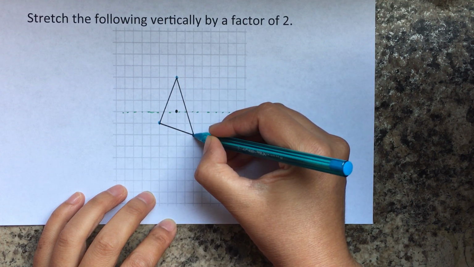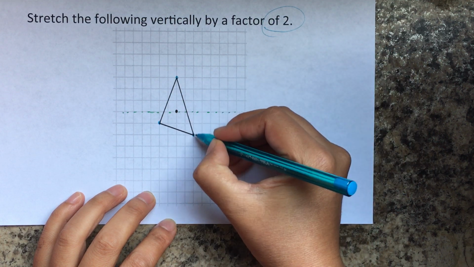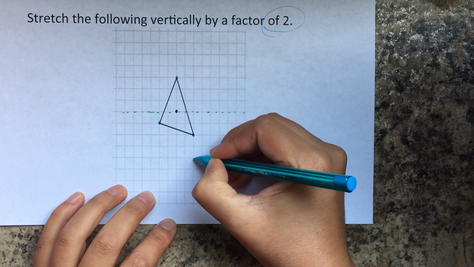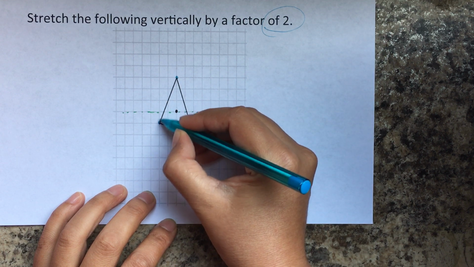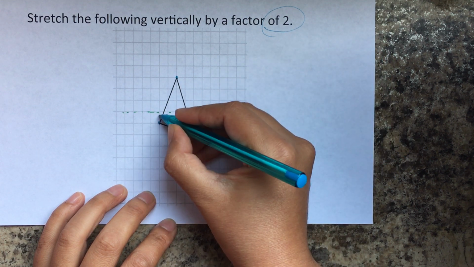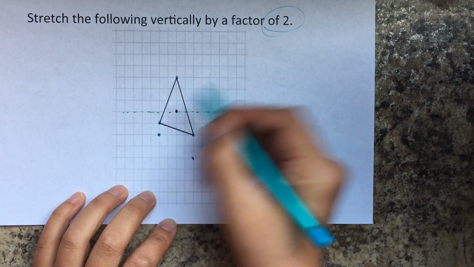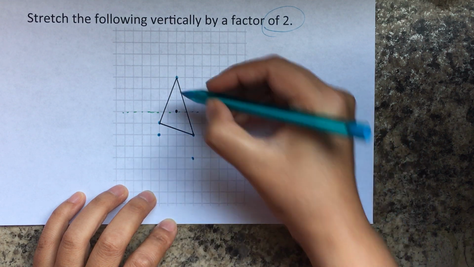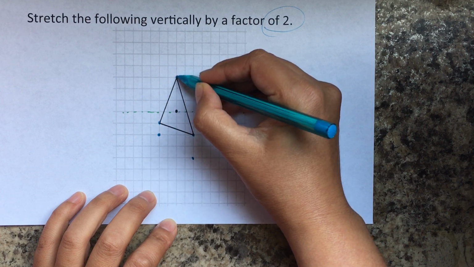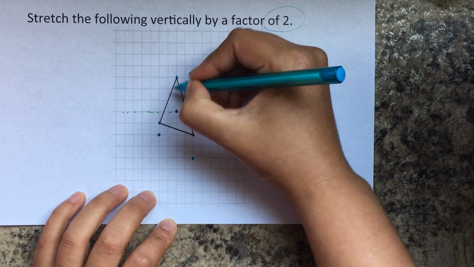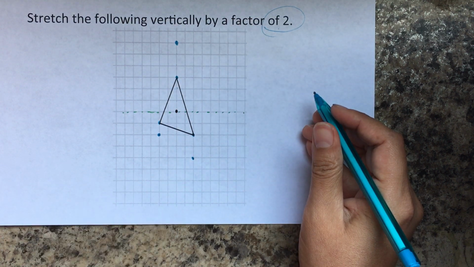So this vertex is 1, 2 spaces times 2. It's going to be 4. So 1, 2, 3, 4. And then this is 1 space away times 2 is 1, 2. 2 spaces. Because 1 times 2 is 2. So that's why 2 spaces. In here we have 1, 2, 3. 3 spaces away times 2 is 6. So 1, 2, 3, 4, 5, 6. The new vertex is right here.